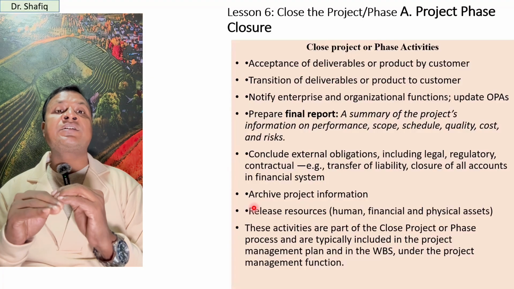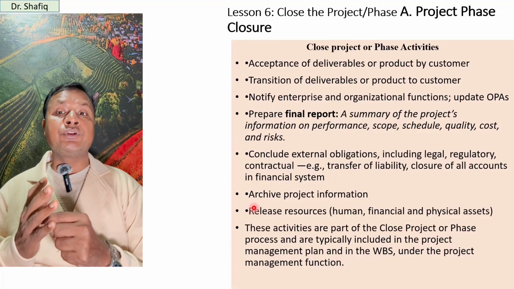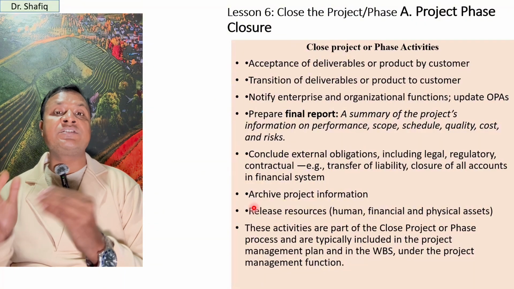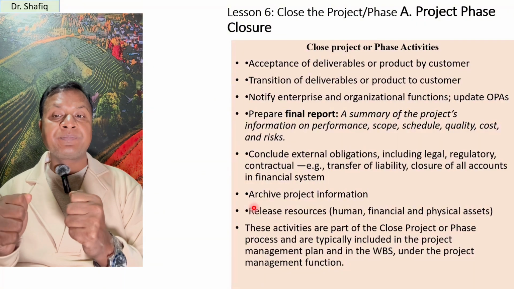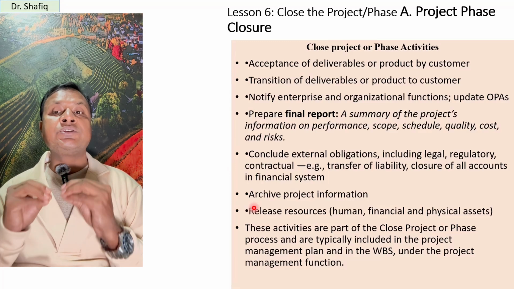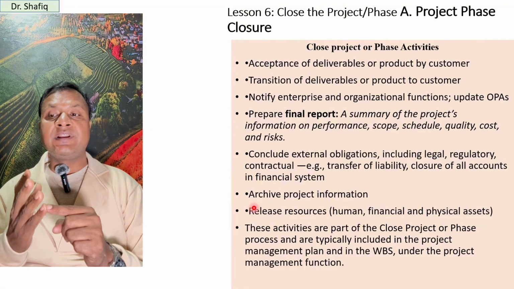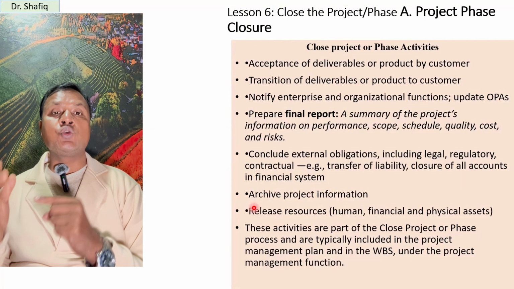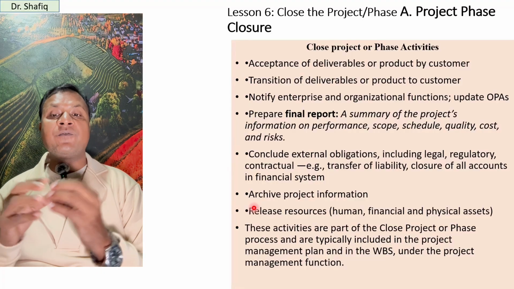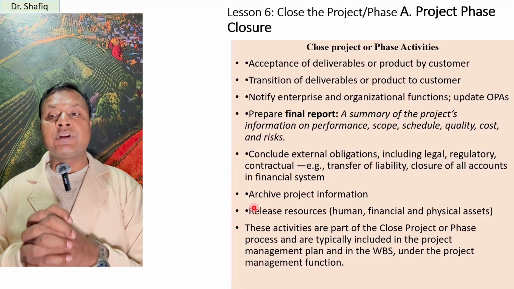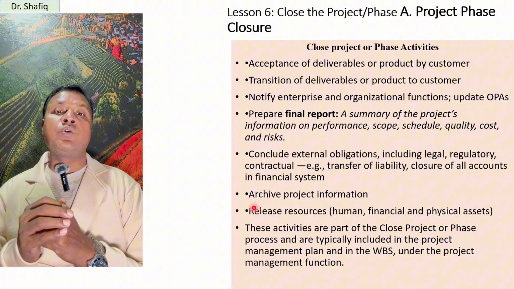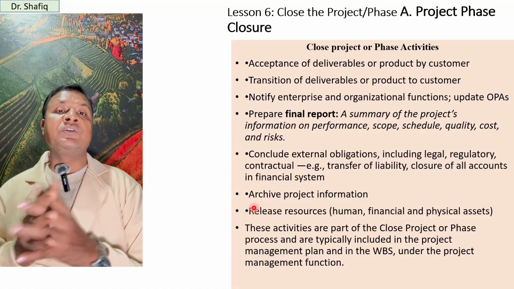And we can conclude external obligations like legal, regulatory, contractual aspects, transfer of liability, and closure of all accounts in the financial system. And we can archive project information, and we can release resources like human and financial resources, or physical assets and equipment. These activities that are part of the close project or phase processes are typically included in the project management plan within the WBS, work breakdown structure, under the project management function.